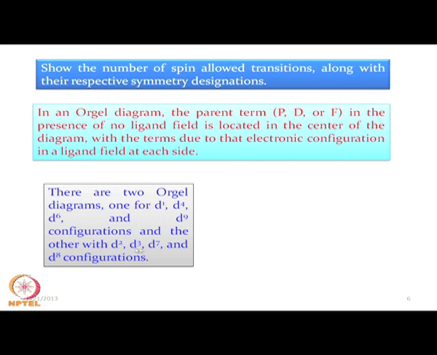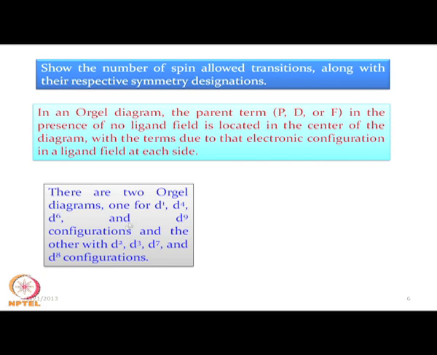Similarly, for D2 and its hole equivalent D8, and D3 and its hole equivalent D7, these can also be paired up. So, if we have the D2 D8 configuration, we have the corresponding ground term as 3F. Similarly, if we have the D3 D7, the ground term is again F, but of different spin multiplicity. So, we will be dealing with only the D term and the F term. The only difference for these different electronic configurations is that they have different spin multiplicity.